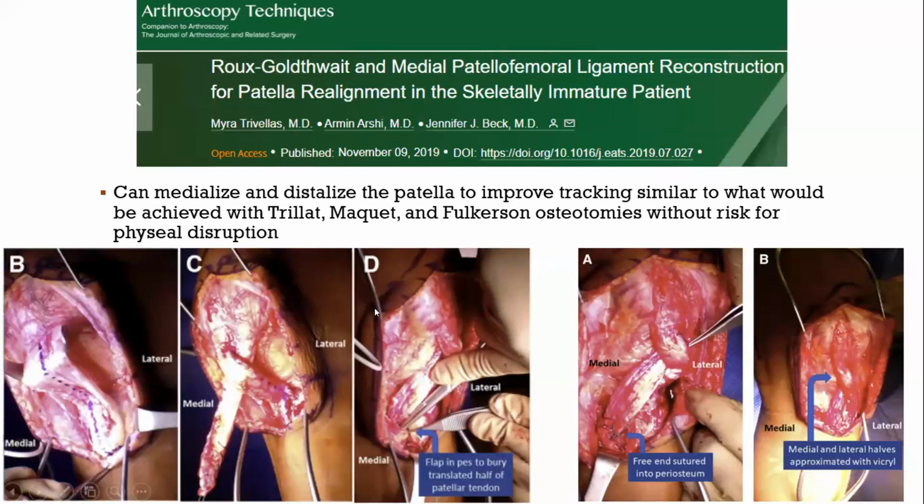A brief note on the Roux-Goldthwait procedure, along with medial patellar reconstruction. This is the lateral half of the patellar tendon. It has been transferred posterior to the medial slip of the intact patellar tendon and rerouted to the pes anserinus on the anteromedial aspect of the tibia, and it is sutured.